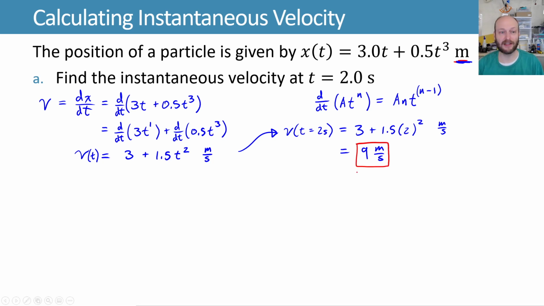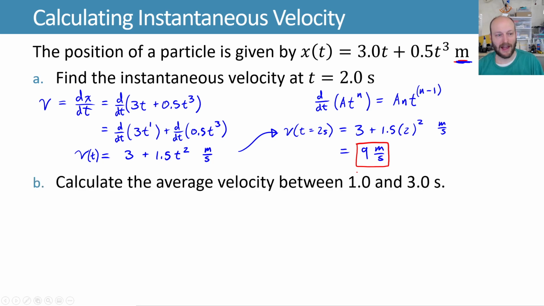Lovely, so that's the instantaneous velocity at 2 seconds. What if I want the average velocity between 1 and 3 seconds? Well, we can go back and do our average velocity calculation. Say my average velocity is my final position minus my initial position divided by the elapsed time. So the elapsed time we know, 3 minus 1 gives us 2. But now for the positions, we need to evaluate those. We do that by evaluating my function here.